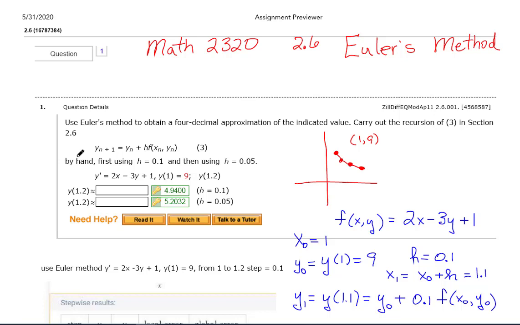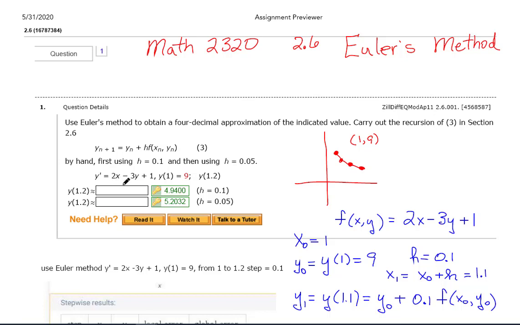So the basic iterative method is y_{n+1} is y_n plus h, where h is my step size, times f of x_n, y_n, that's our flow field. So we're going to have a starting position, a step size, and in this problem we have two different step sizes. Our differential equation is here.